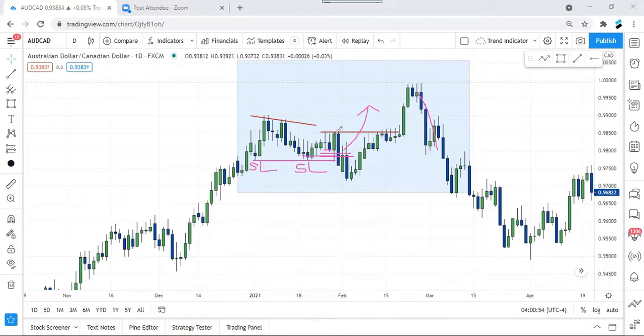Now the bank wants to move the price lower. So what they do is move the price lower to get rid of all these stop losses, trigger all these stop losses, so all these traders are out. Then after that, they know there are some traders who positioned themselves to sell. They expect the price is going down, so they sold early, and their stop loss is going to be above all the swing highs.